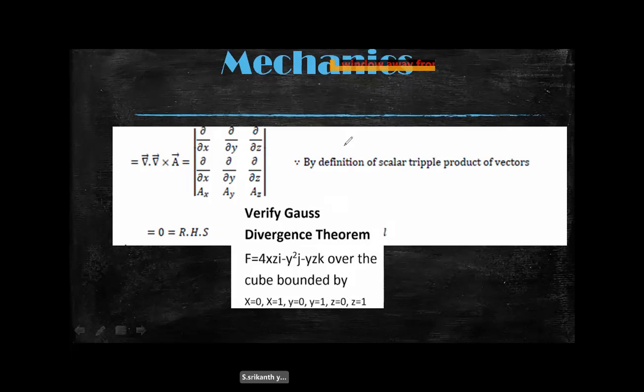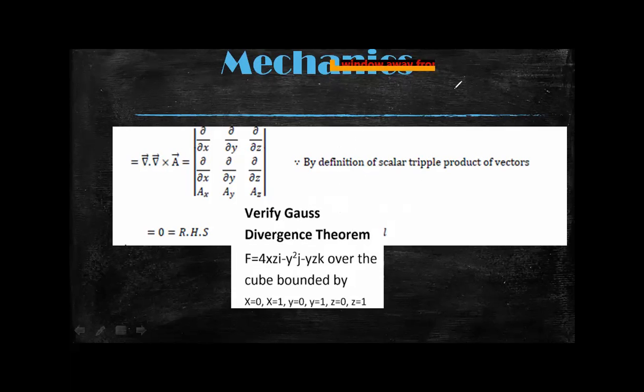So let us take one empty board. Copy this and tell me, that problem we'll do on the whiteboard. Okay sir. Did you copy the question? Copied, sir. You have to tell me 4xz, y square, yz. Okay, share stopping.